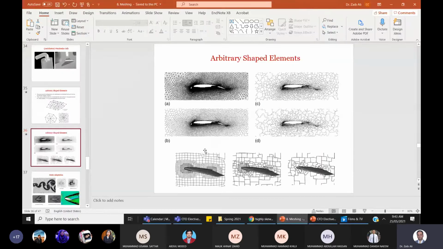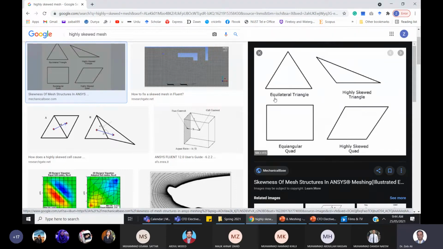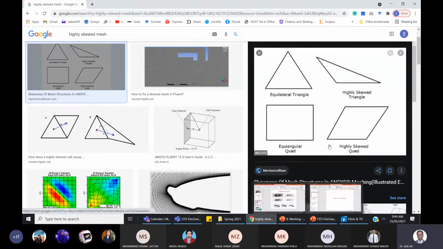The other thing which you should do is avoid creating skewed meshes or a diamond-shaped mesh or something like this. If you're creating a triangular mesh, then you should try to keep it like an equilateral triangle, not a highly skewed triangle. Similarly, if you're creating a quad mesh or hexahedral mesh, then you should avoid creating a skewed mesh. This also compromises the accuracy and convergence behavior of the solver.